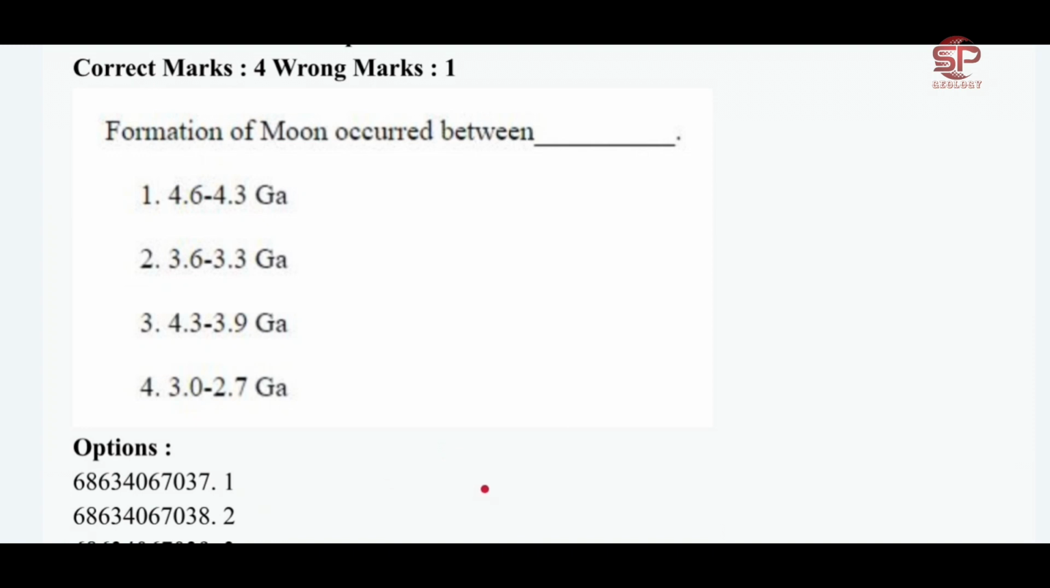The formation of the moon occurred when the age of the moon is 4.5 billion years. That means it is in between 4.6 to 4.3 billion years, the same as Earth.